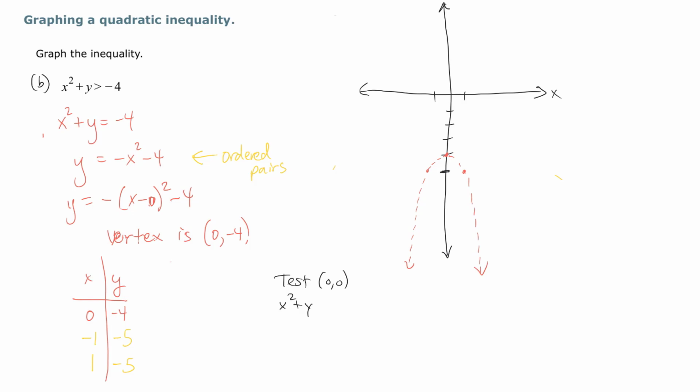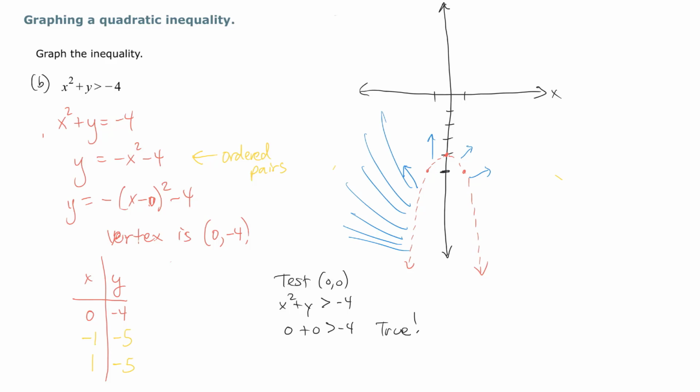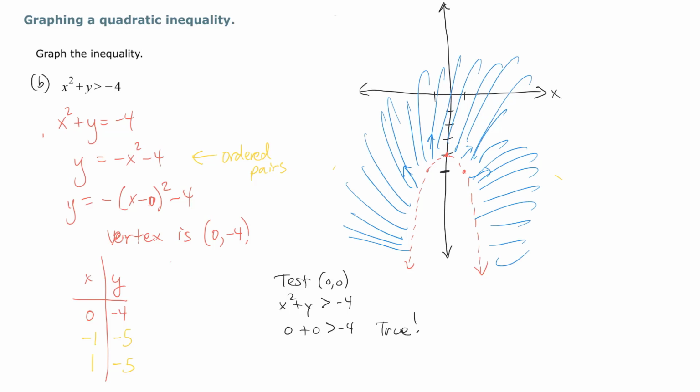We're going to test (0, 0) in x squared plus y greater than negative 4. Is 0 plus 0 greater than negative 4? And the answer is yes, that is true. So we've got to shade (0, 0). So how do we shade (0, 0)? We're going to shade this way. (0, 0) is on the outside of this parabola. That's the only way we could shade (0, 0). We shade, shade, shade. And that's good enough.